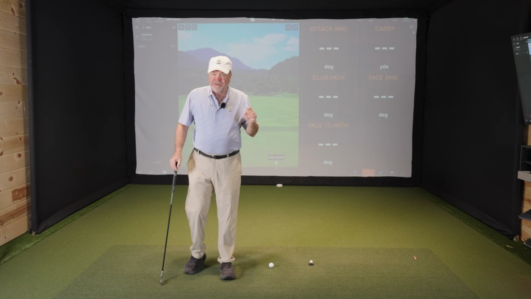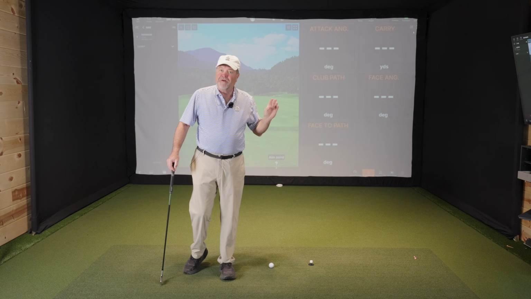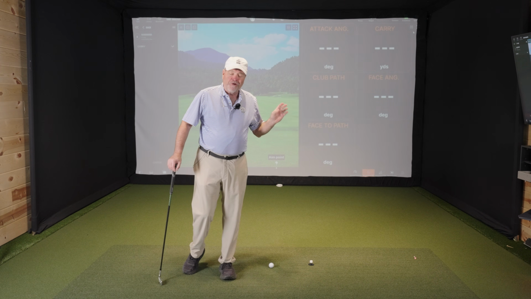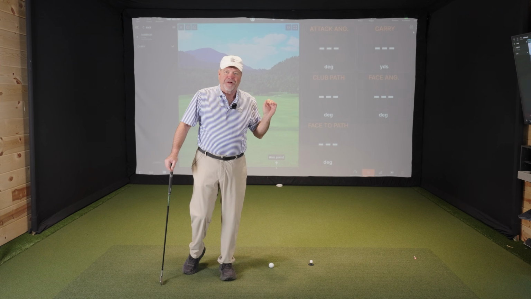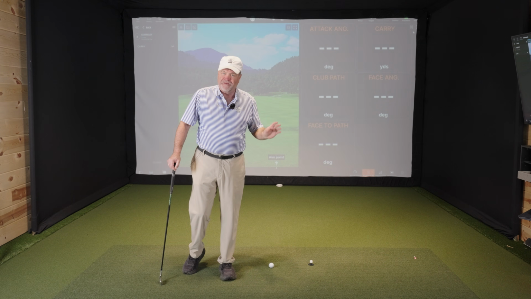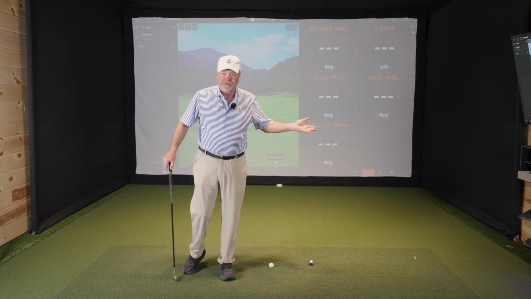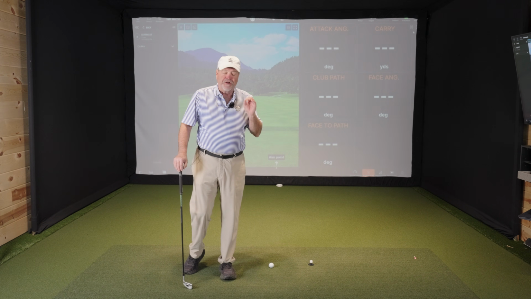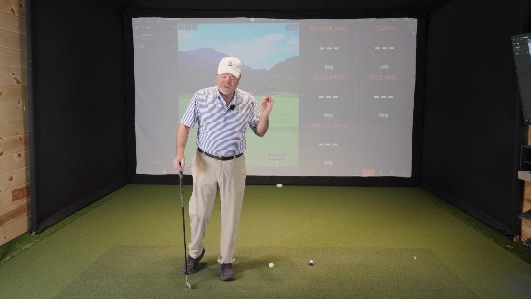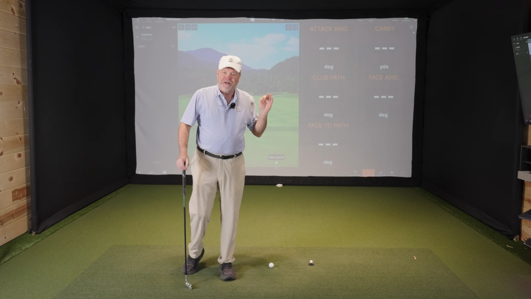There's 2 distances that TrackMan will track, either carry distance or total distance. The total you have to be careful with because TrackMan is imagining how far it would bounce after it lands. And obviously that depends on the conditions on the golf course. And so a good player only worries about carry distance, and that is where the ball lands. From where you hit it to where it touches down is the carry distance.